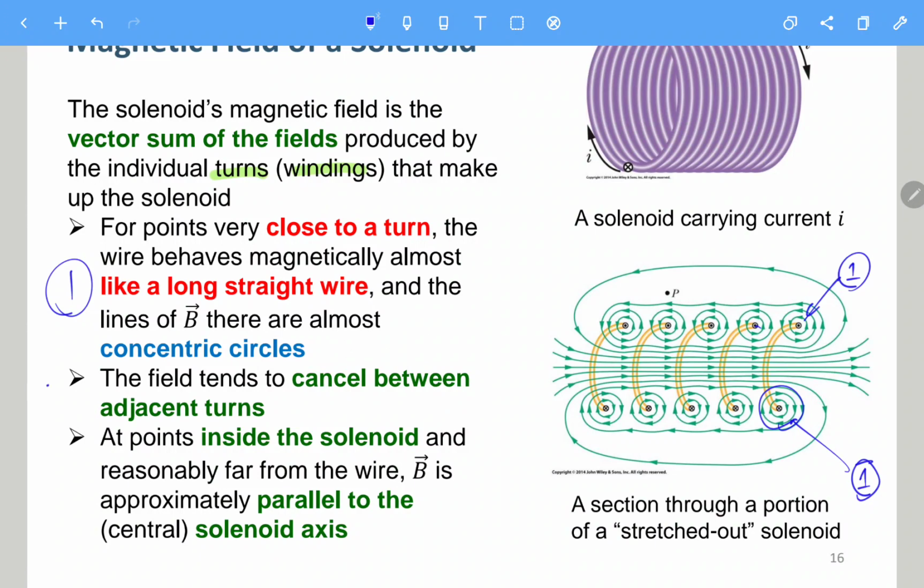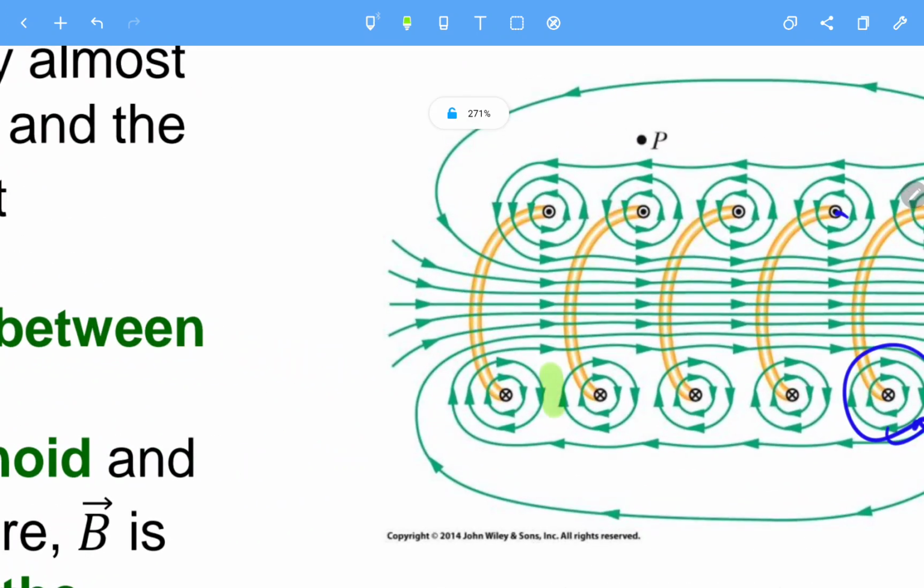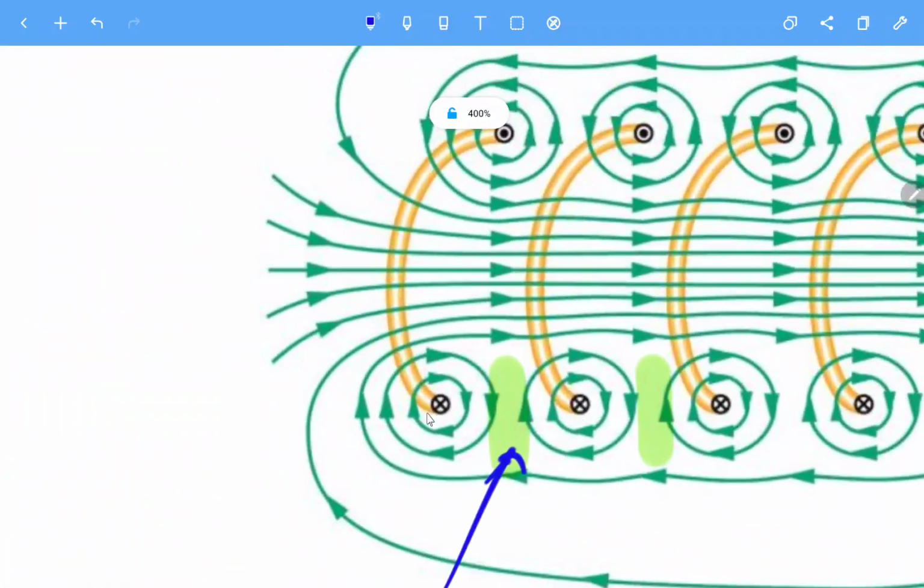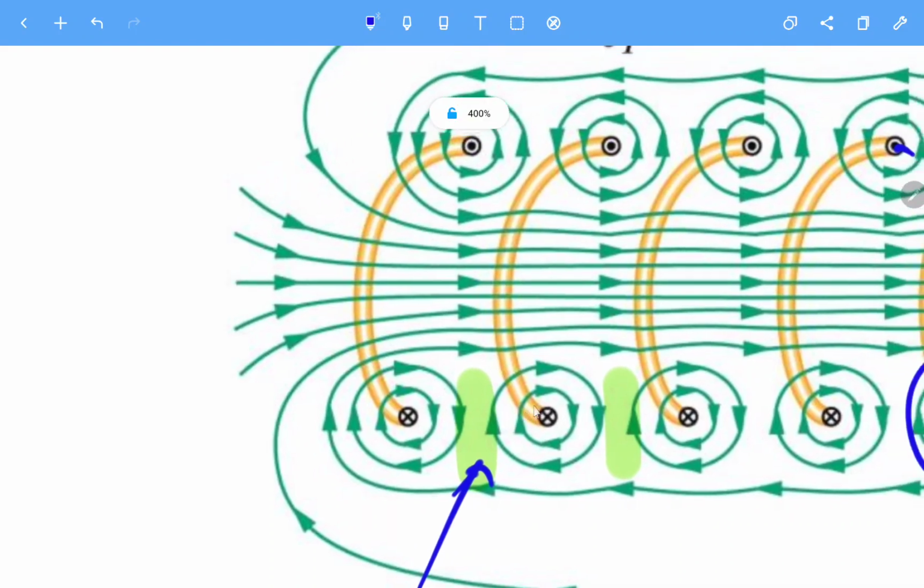For the second pattern, the field tends to cancel between adjacent turns, which means the part around here. It tries to cancel, because you can see for this part and this part, this is clockwise and this is also clockwise. So going to the part right in the middle of two turns, one is pointing downward and one is pointing upward, so they perfectly cancel.